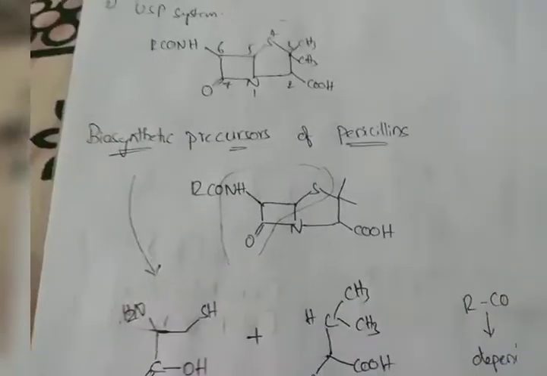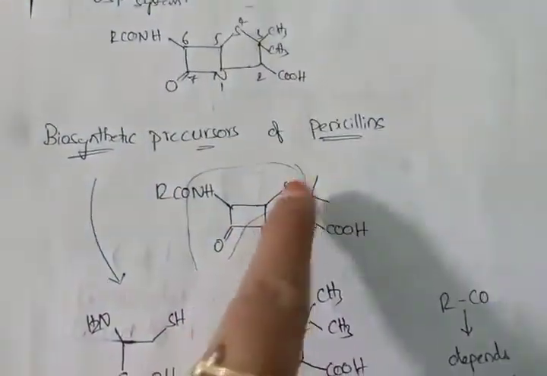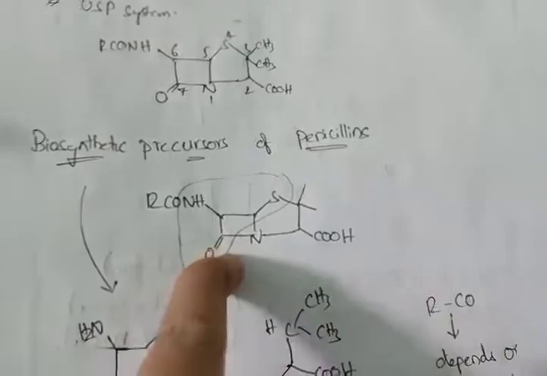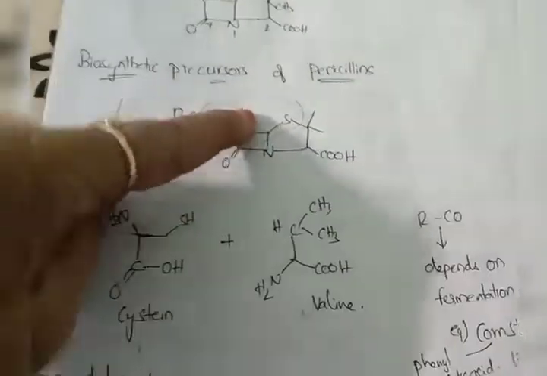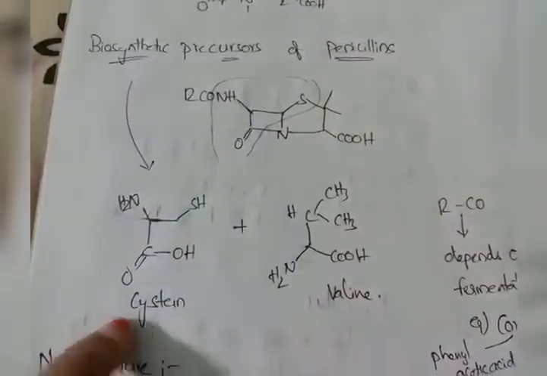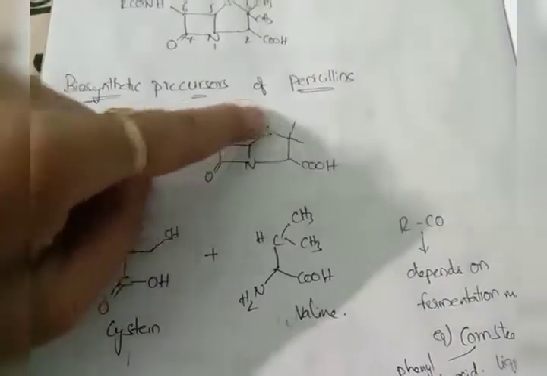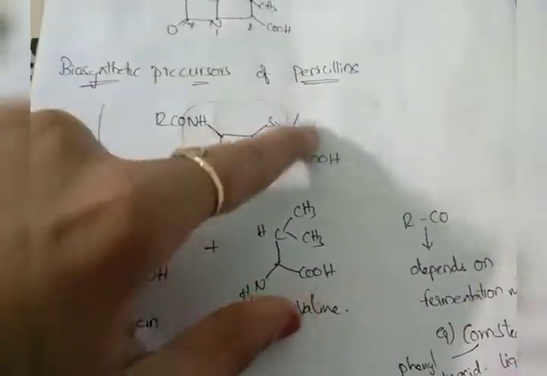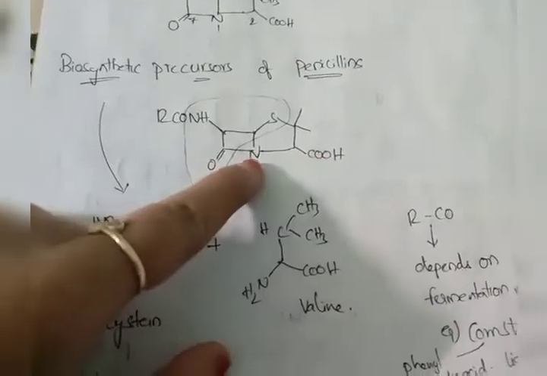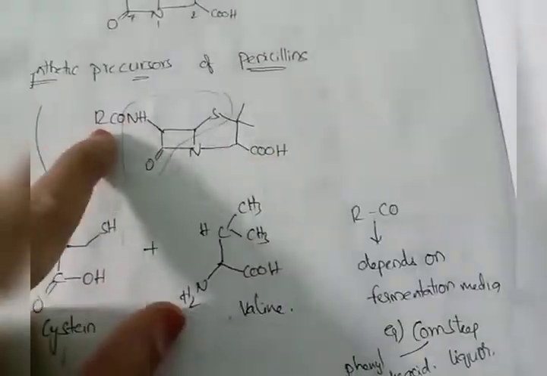Okay. Now we are going to see the biosynthetic precursors of penicillin. In penicillin, we are going to have a split here and here. This is one of the amino acids and this is one of the amino acids. See here, NH, C double bond O, OH, SH. See this part. This is cysteine and this is valine. Methyl groups here, COOH and NH2. This is valine and RCO. This is one of the parts.